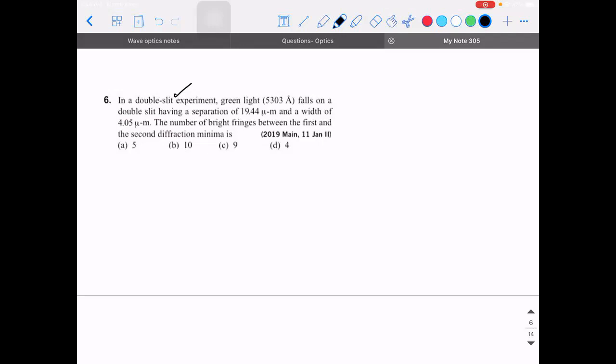So what have they given? Wavelength is given, which is 5303 angstrom. It falls on a double slit having a separation of 19.44 micrometer and a width of 4.05 micrometer. The number of bright fringes between the first and the second diffraction minima is how much?